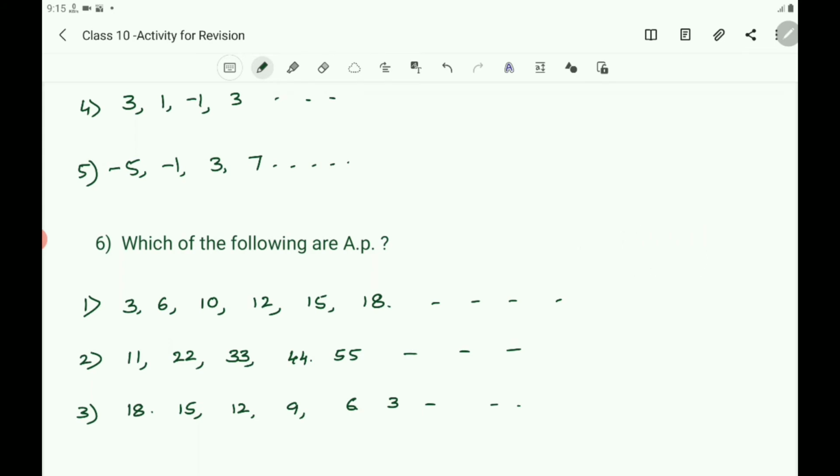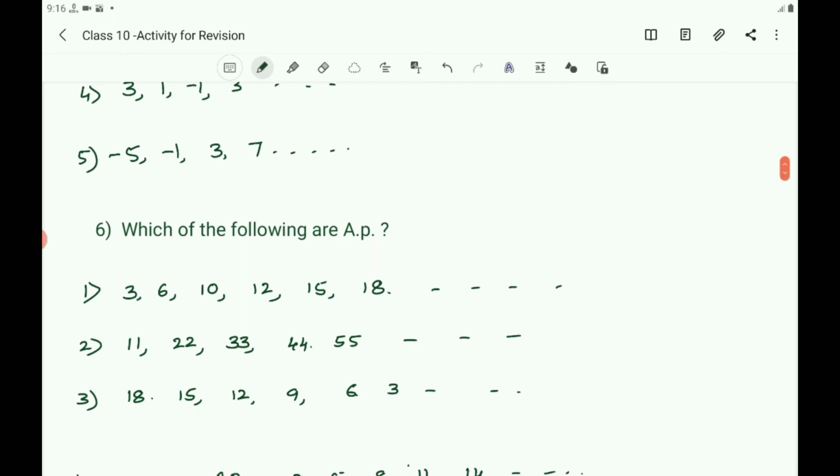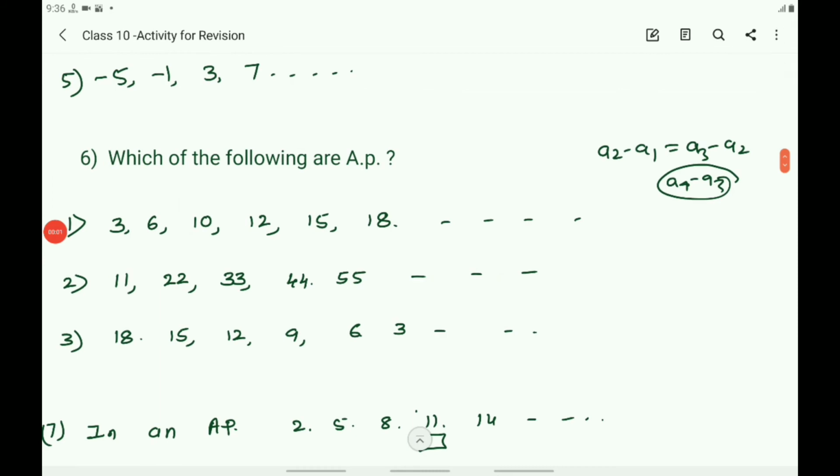So if all are same, A2 minus A1, second term minus first term equals third term minus second term equals fourth term minus third term equals fifth term minus fourth term equals sixth term minus fifth term, this way, then you can conclude that this is an AP. So if you got different values, then you can conclude that the given pattern of numbers is not AP. If you got the same values for all, A2 minus A1, A3 minus A2, A4 minus A3, then you can conclude that the given pattern of numbers is AP.